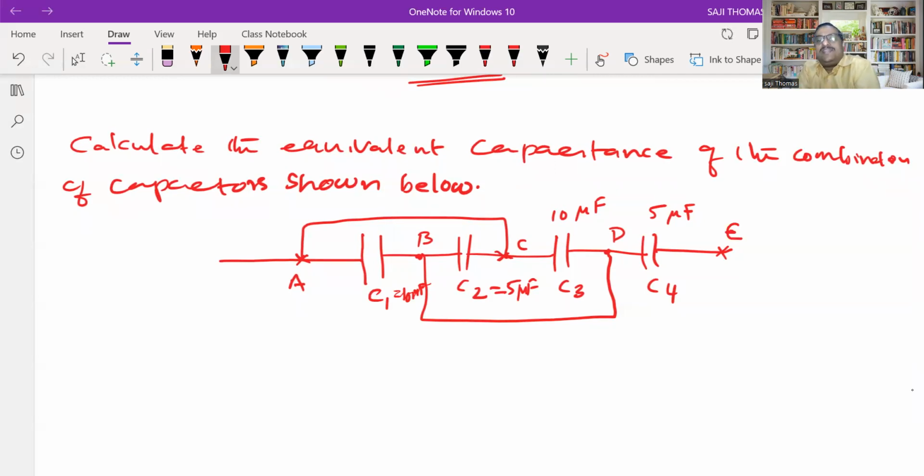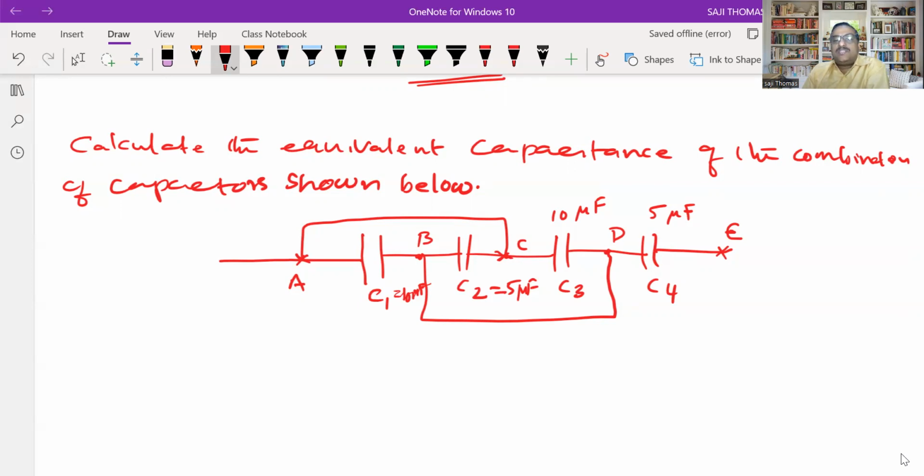Now we have to simplify the diagram. You have to identify which capacitors are in parallel and which capacitors are in series. Look at the diagram. You can see the point A is connected to the point C by a conducting wire. That means A and C will be at the same potential. They are the same point only because they are connected by a wire.